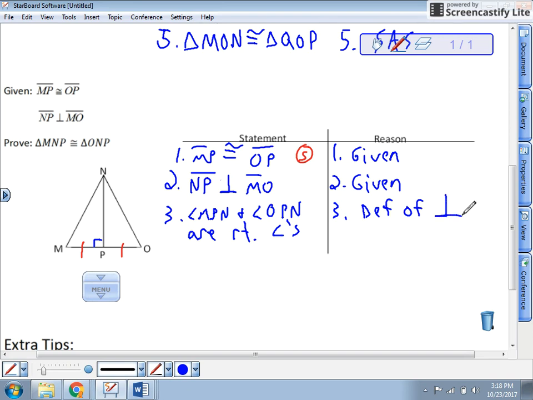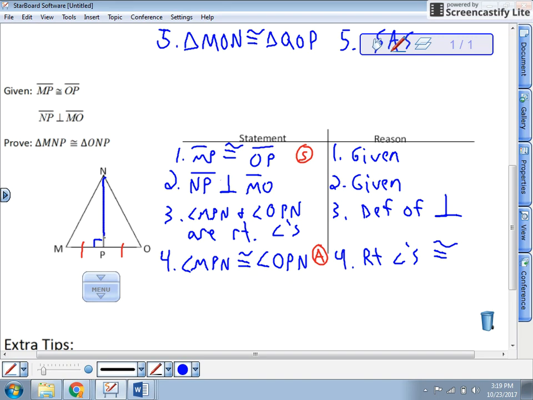Since those are both right angles, we then can say that angle MPN, this is where it's kind of tricky, you have to write this extra step, is now congruent to angle OPN. And the reason is right angles are congruent. If they're both right angles, they're both 90 degrees, and by definition, that's what congruent means. So now we've got another angle, a second little piece. So we've got two parts. We look at the picture. What's the third piece we can prove congruent?